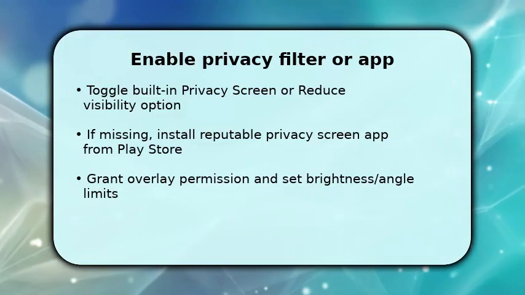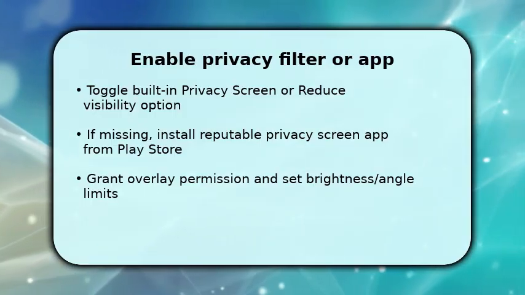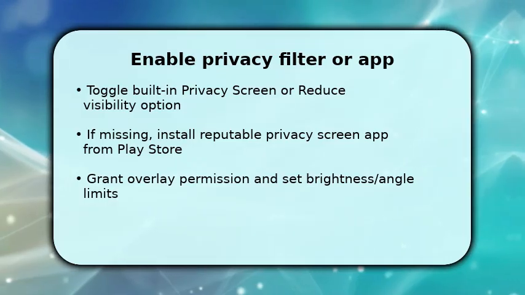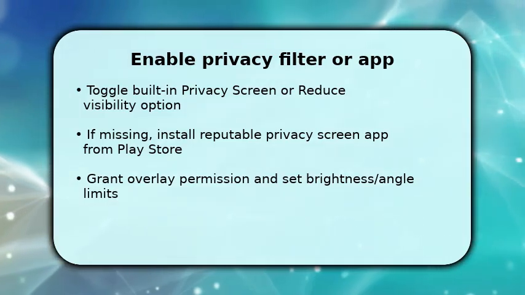You now turn the setting on or install and configure an app. If your phone has a built-in privacy screen, flip the toggle and set intensity or viewing angle. This narrows side visibility without changing colors.